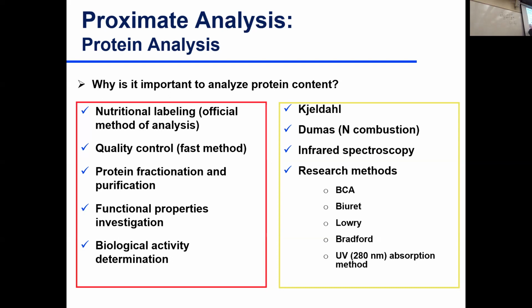One thing we didn't mention is production of protein ingredients. When you're producing a protein ingredient, you want to determine the efficiency of your extraction, how much protein you end up in your final ingredient. We talked about functional properties and biological activity determination, especially if it's an enzyme. You need to determine the activity of the enzyme per gram of protein. The enzyme is a protein, so you need to know the content that you have.